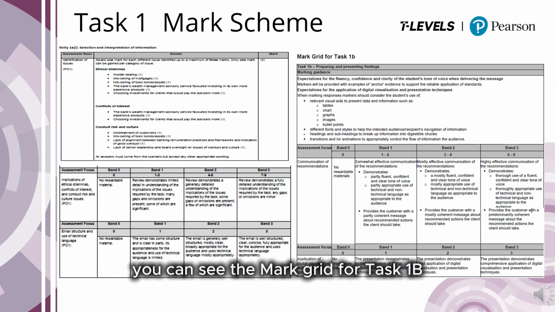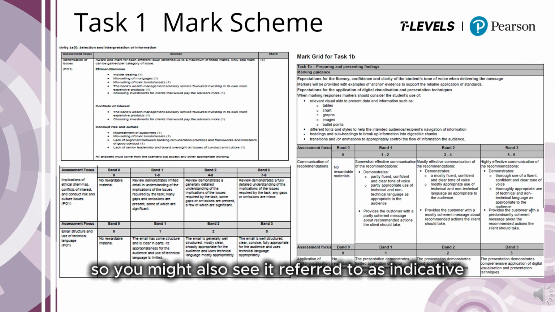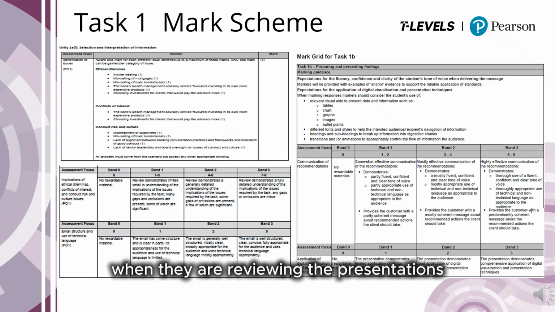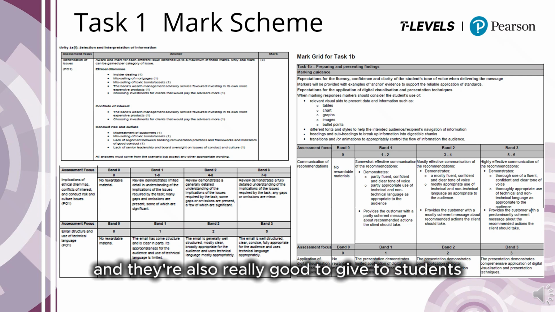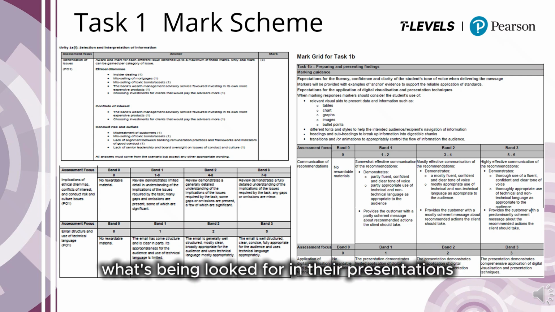On the right there, you can see the mark grid for task 1B, and it works exactly the same. So up the top there, our marking guidance are things that could be included. So you might also see it referred to as indicative content. These are the things that the examiner will be looking for when they are reviewing the presentations. And they're also really good to give to students so they know what's being looked for in their presentations.